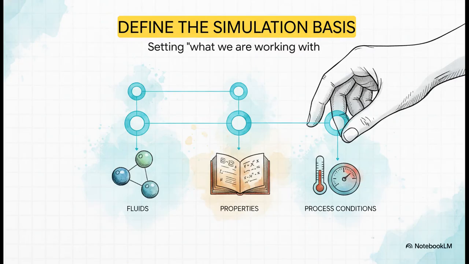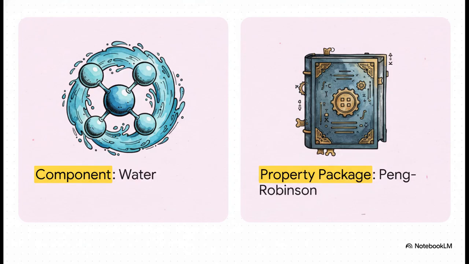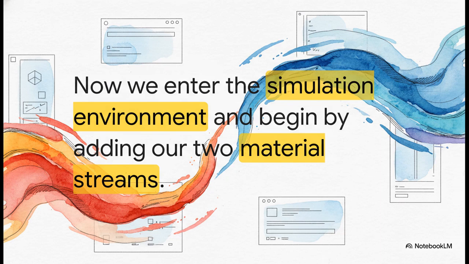First things first, we gotta set up our simulation basis. This basically tells HYSYS what we're using. So for this, we're choosing water as our component and the Peng-Robinson package for the calculations. Okay, let's jump into the simulation.